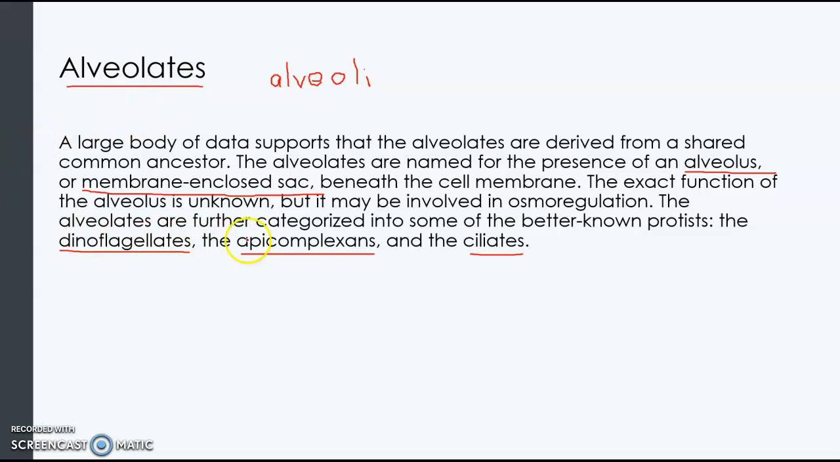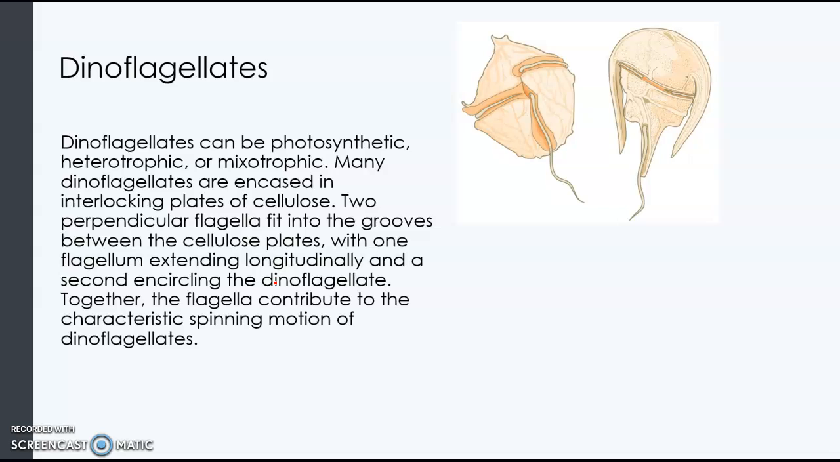The apicomplexans consist of definitely some parasitic examples, and the dinoflagellates are going to be the ones that cause, if they grow, if they have an overgrowth. When you have an overgrowth of the population of dinoflagellates in the ocean, you have something called red tide, and that can make the shellfish toxic to eat. So here's a picture of a dinoflagellate, and like its name suggests, it contains, I think it's 3 flagella, but I know it contains more than one.